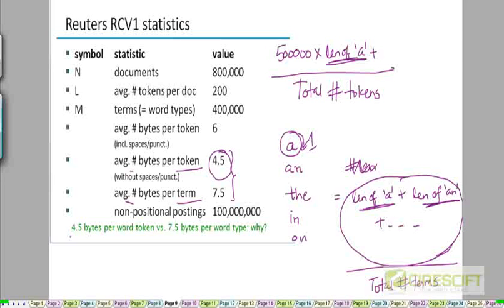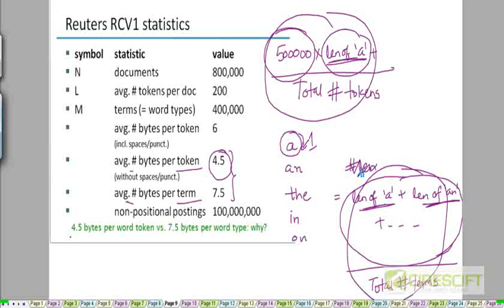Recall that when computing the number of tokens, you have to count every instance of the appearance of the word anywhere in the corpus separately. Whereas when looking at the number of terms, you just have to look at what terms appear in the dictionary, ignoring how frequently those terms appear in the corpus. So because shorter words tend to have higher collection frequencies, this average is going to be smaller than this average. Is that clear now? Yes, sir. Okay.